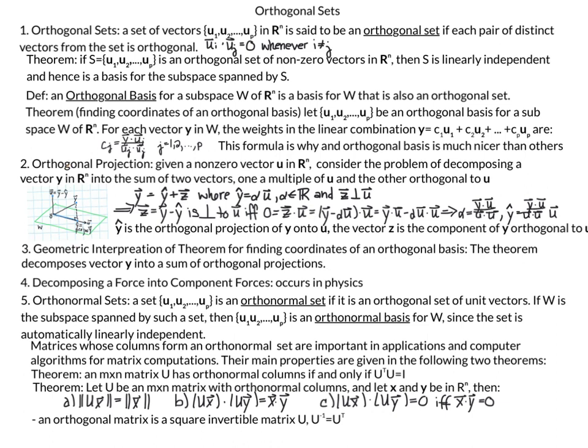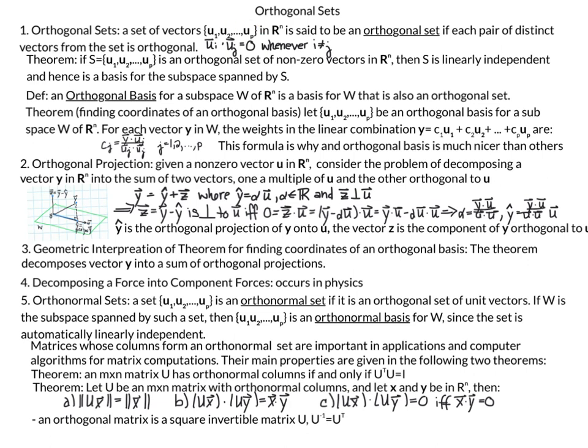We will start with the definition of an orthogonal set. So a set of vectors, u1, u2 up to up, is said to be an orthogonal set if each pair of distinct vectors from the set is orthogonal. That is, u sub i dot u sub j is equal to 0 whenever i does not equal j.